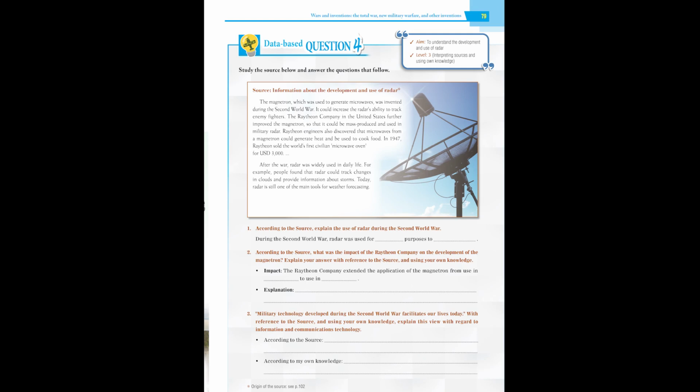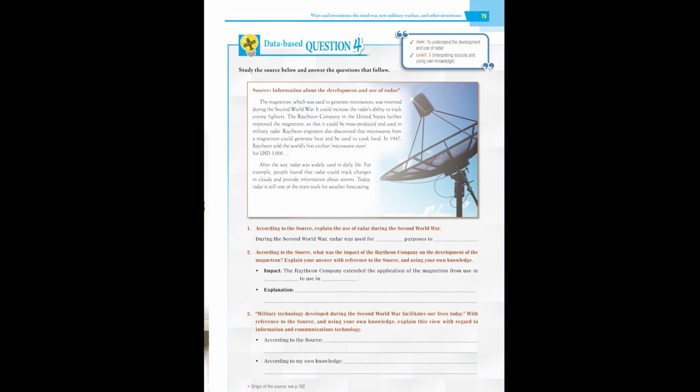The magnetron, which was used to generate microwaves, was invented during the Second World War. It could increase the radar's ability to track enemy fighters. The Raytheon Company in the United States further improved the magnetron so that it could be mass-produced and used in military radar. Raytheon engineers also discovered that microwaves from a magnetron could generate heat and be used to cook food. In 1947, Raytheon sold the world's first civilian microwave oven for $3,000.